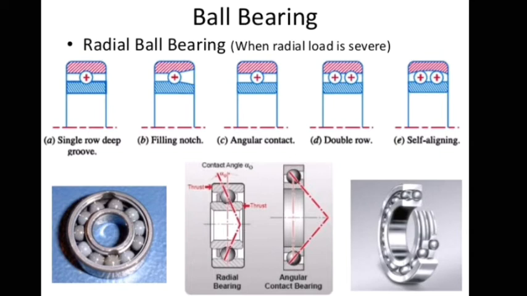The next one is the double row ball bearing. These are made with radial and angular contact between the balls and races. And the next one is the self-aligning bearing. These permit shaft deflection within 2 to 3 degrees. So this is about the classification of ball bearings based on their arrangement of balls.